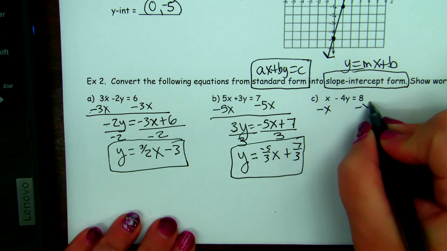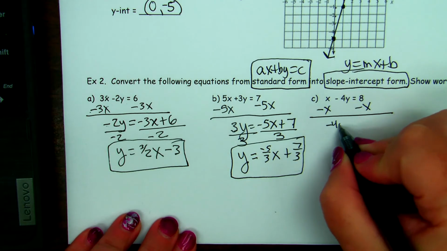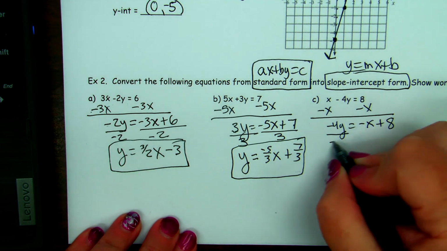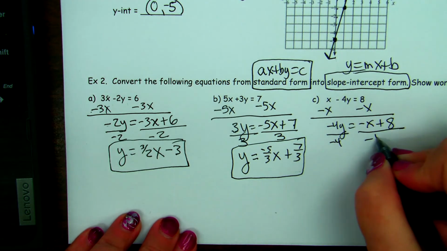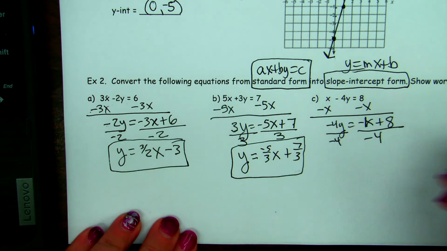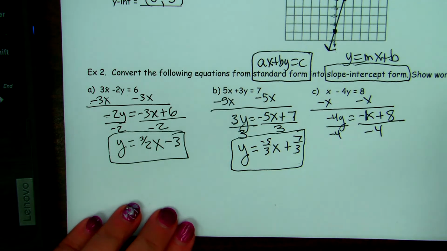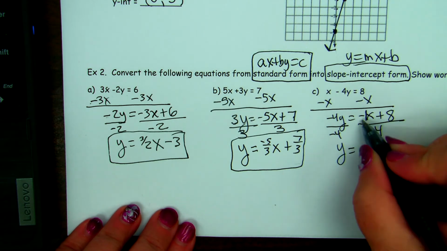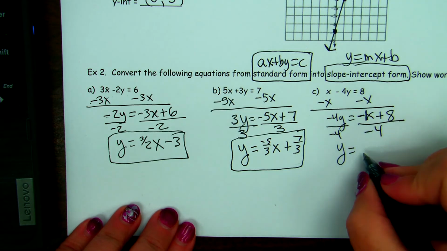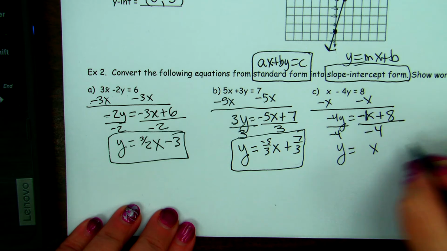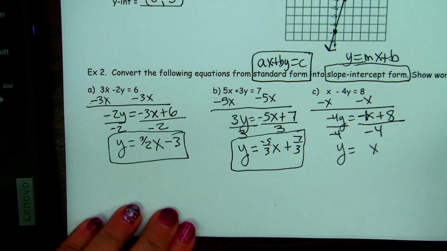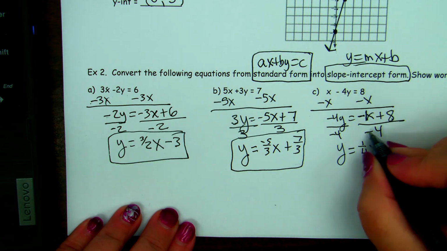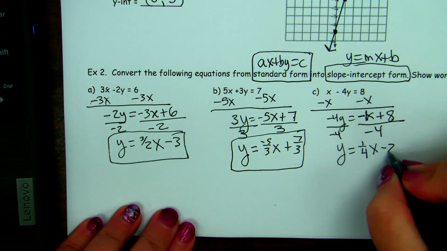Subtract x. Negative 4y equals negative x plus 8. Divide by negative 4. There's a 1 here, so 1x, if that helps you reduce the fraction. Y equals negative over negative is positive, what x? Eight over negative 4 is negative 2.